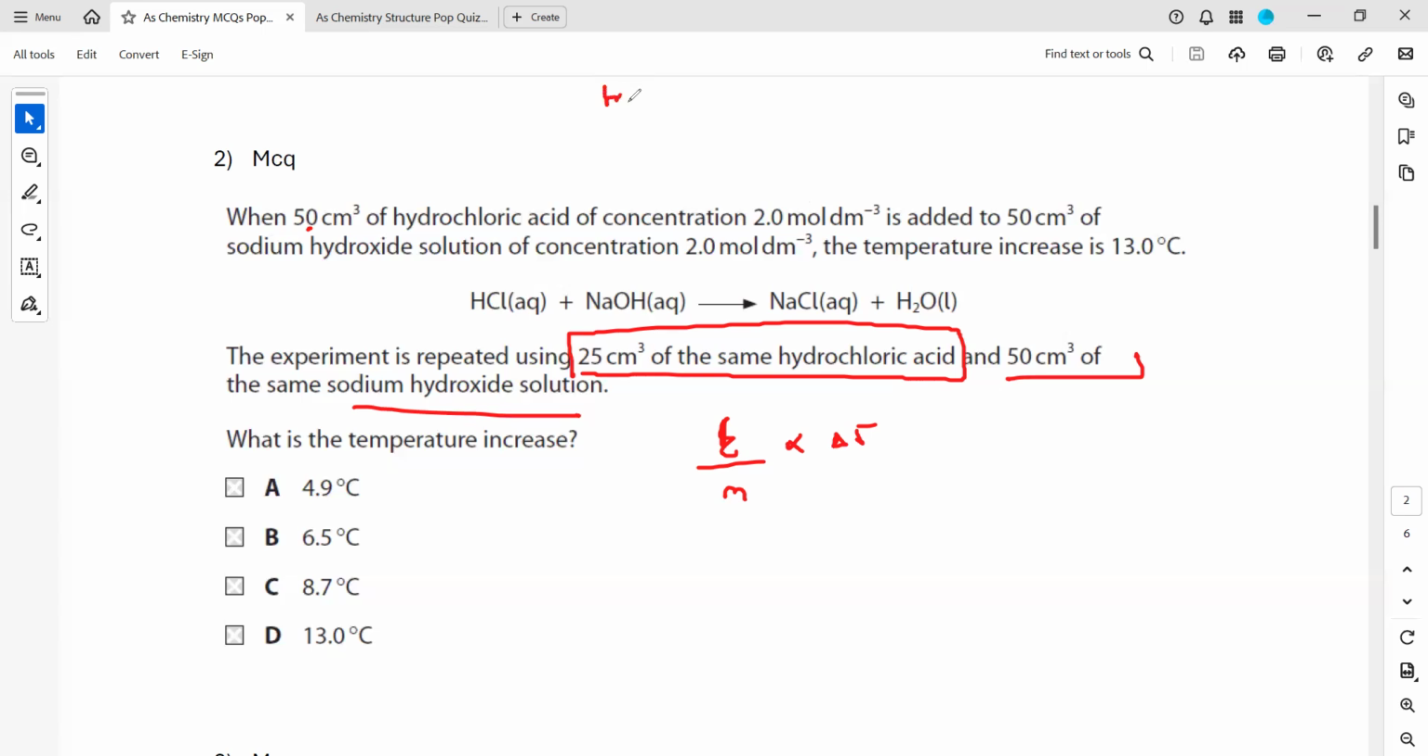So when we compare the mass, in the first experiment we used 100 grams, 100 cm cube, and in the second experiment it was 75 cm cube or 75 grams. By what factor has the mass changed? If 100 becomes 75, by what factor has the mass changed? What number should I divide 100 by so I get 75?